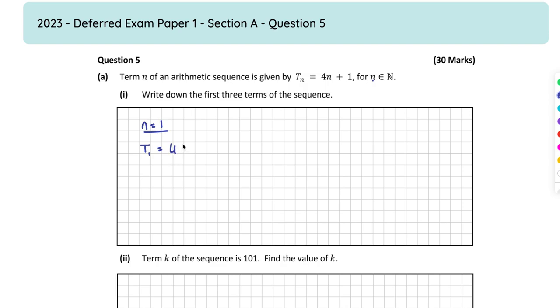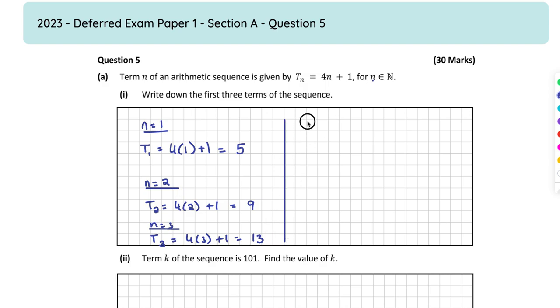I then fill it into the formula, very similar to functions. We'll get 4 by 1, which is 4, plus 1, which is 5. Now we do n is 2, because it's a natural number, it's going to have to be the next positive whole number. So we do T of 2, which is 4 by 2 plus 1, which gives me 9. And then I'm going to have T of 3, because n is 3 for the third one. I get 4 by 3 plus 1, which is 12 plus 1, which is 13. So the first three terms in the sequence are 5, 9, and 13.